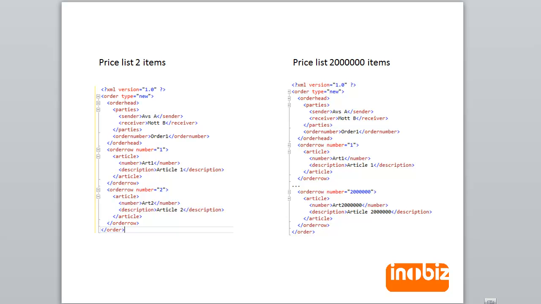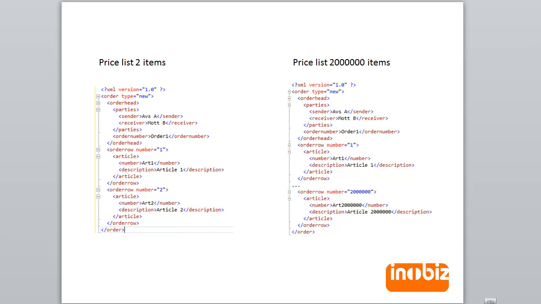Now we're going to show you how we work with large XML files. Here in front of you we see two XML files looking very similar. On the left we have an XML file with an order header and two orders. On the right we see an XML file with one order header and 2 million orders. As you can imagine, this takes up a little bit more in the way of resources.